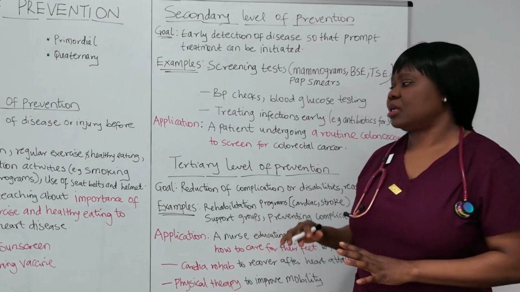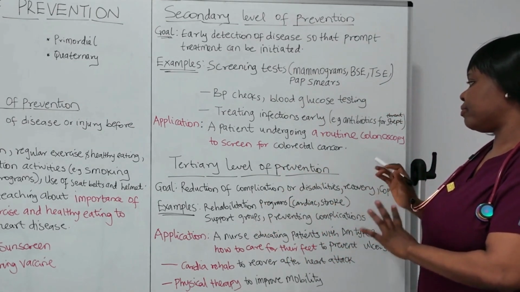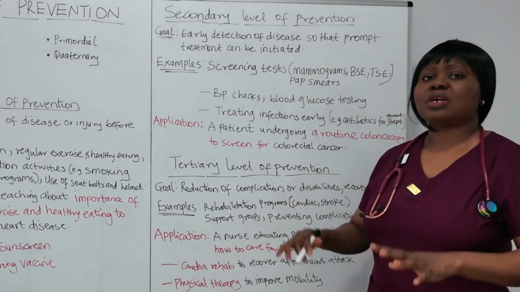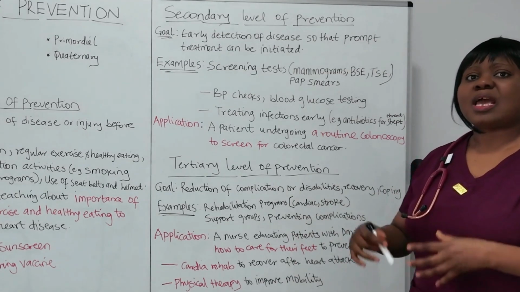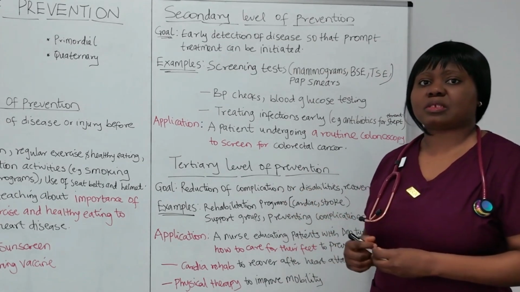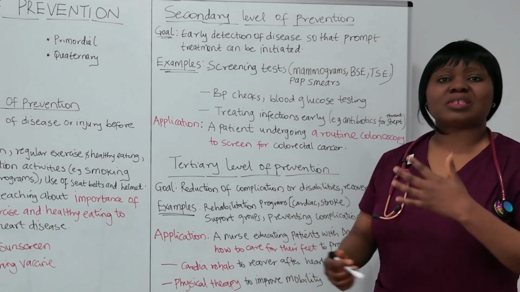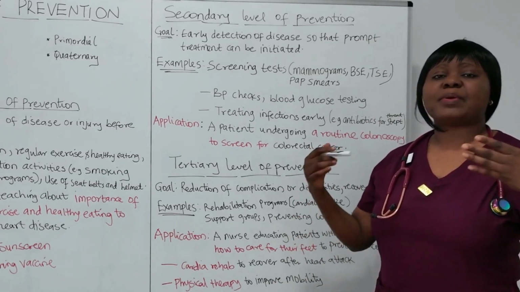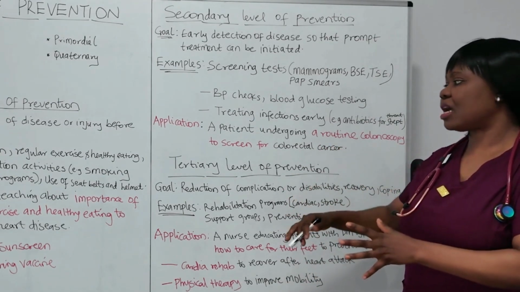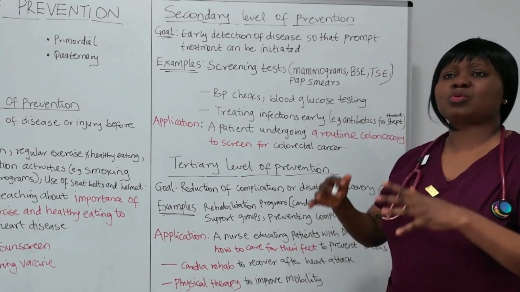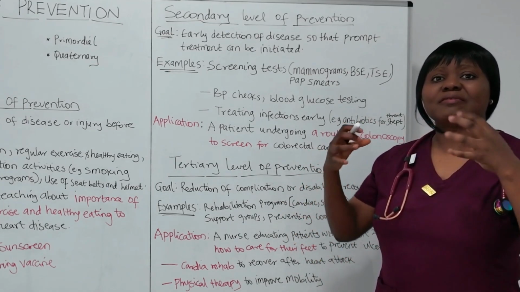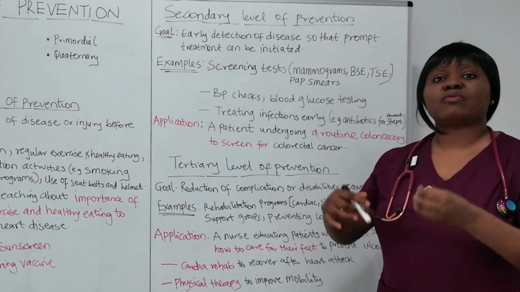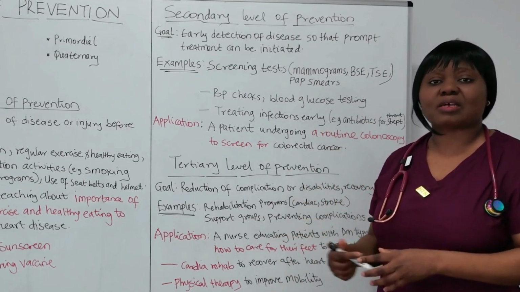Now, the last one is tertiary level of prevention. This one has to do with reduction of complication, helping patients to cope with diseases. Any of those activities that fall under physical therapy, any of those support programs, helping with self-esteem, they all fall under tertiary level of prevention. It is to reduce the gravity, to reduce the extent of the problem that will come from that diagnosis.